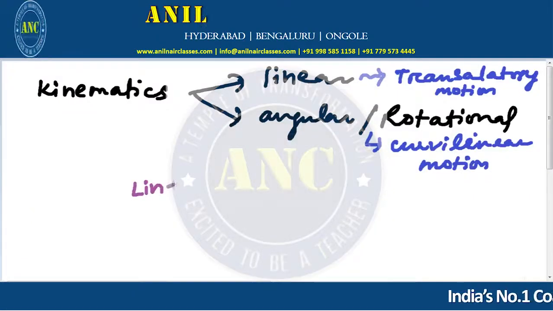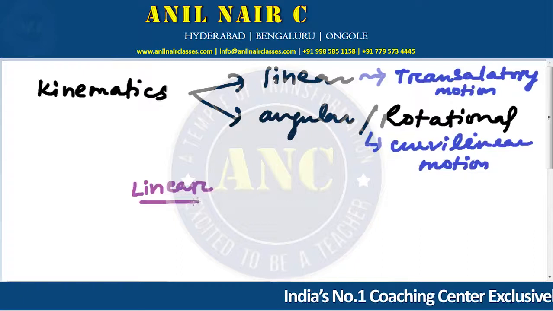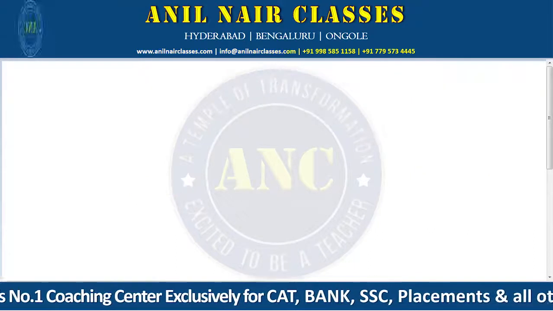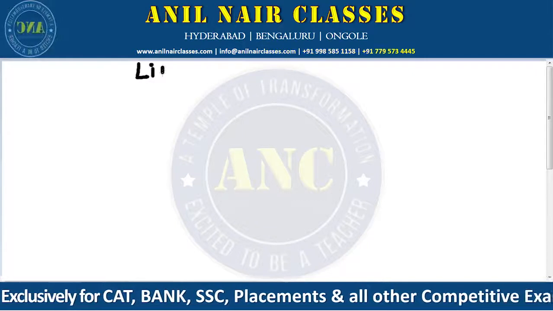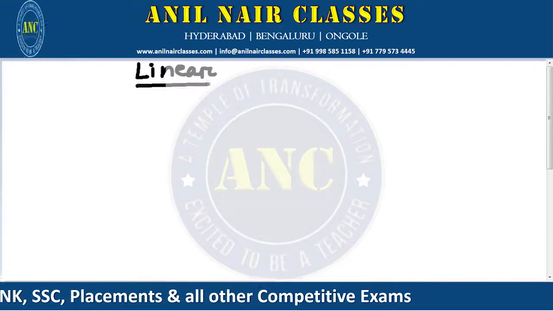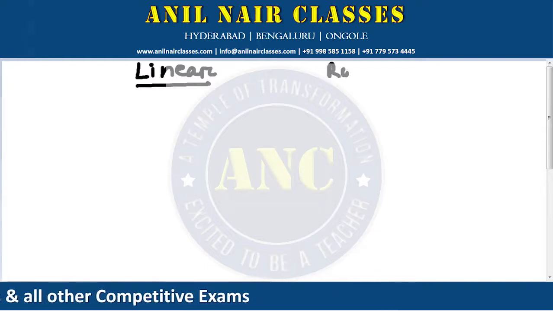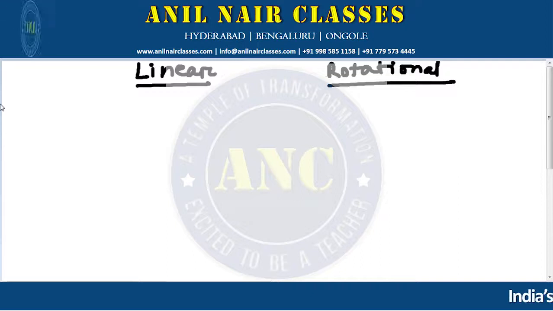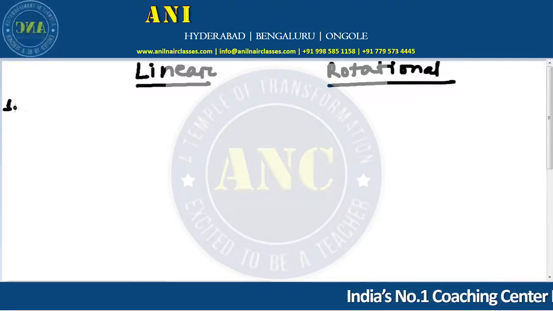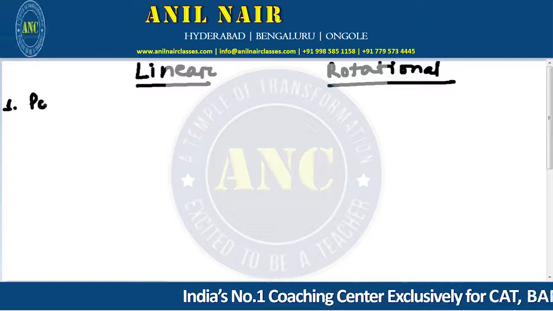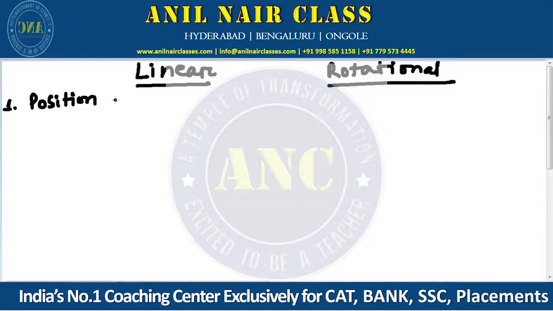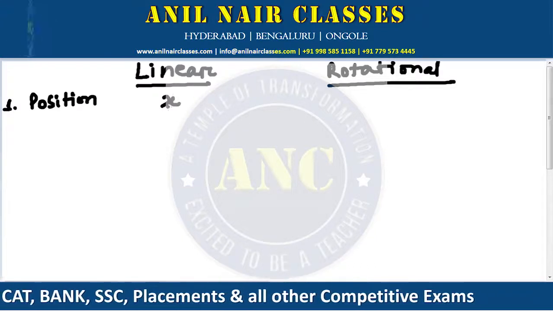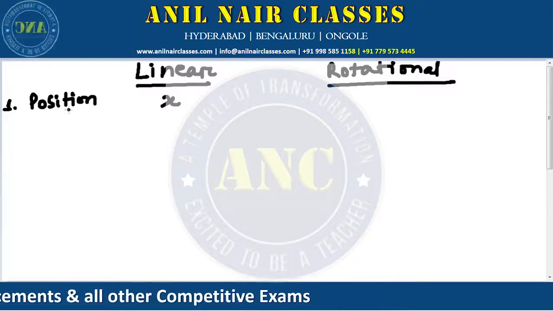One for linear and one for rotational. So you make one for linear and one for rotational. The first point I'll take is position. In case of linear, the position we generally take as x, which is nothing but the distance.